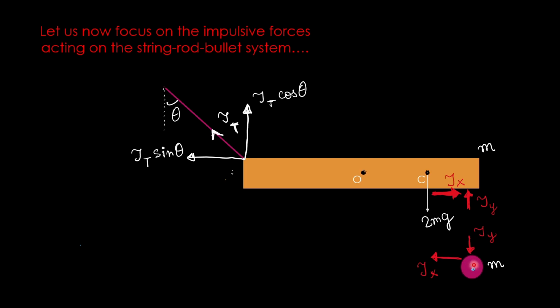Who will be providing this velocity in the x direction? Obviously the impulsive force Jx, because initially it had no velocity in the x direction. So a normal impulsive force Jy will be acting like this, and an impulsive force Jx. To counterbalance it, there would be an impulsive force Jx in this direction on the rod and Jy in this direction. Okay, this C is the new center of mass of the rod and bullet system, because both are of mass m.